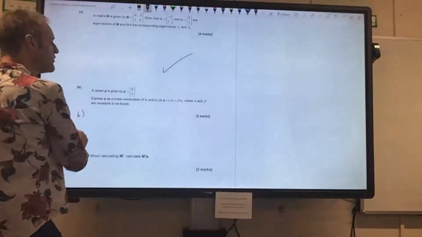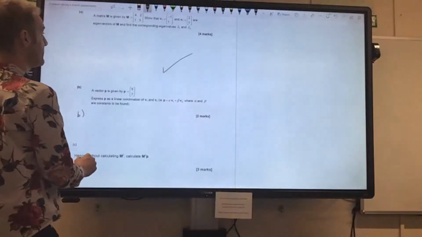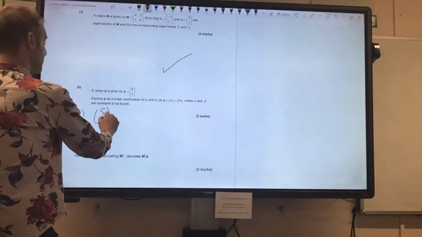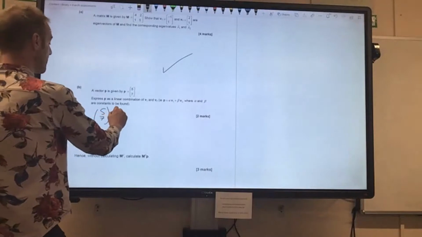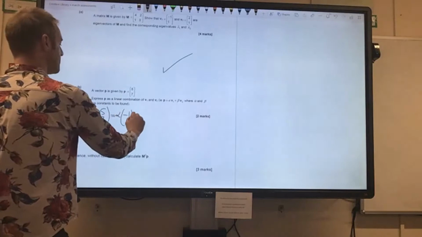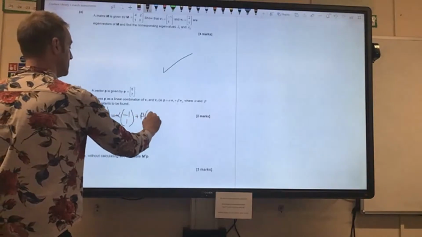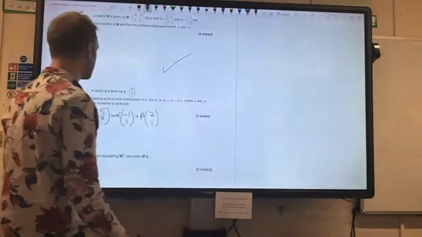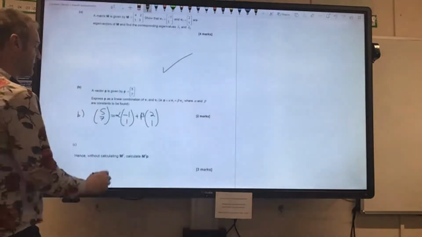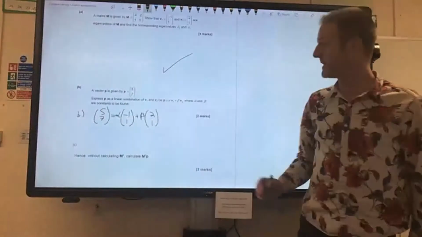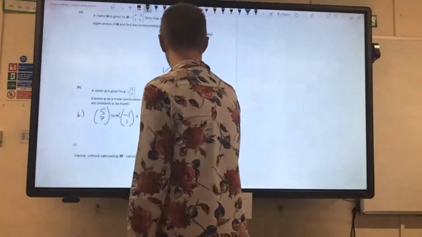For part B, I think some of you did it by inspection, which I guess is allowed, maybe even advisable, if you can. But just be clear, you can solve that. That's 5 equals minus alpha plus 2 beta. So it's a pair of simultaneous equations. So you can solve for alpha and beta. You can find alpha and beta.